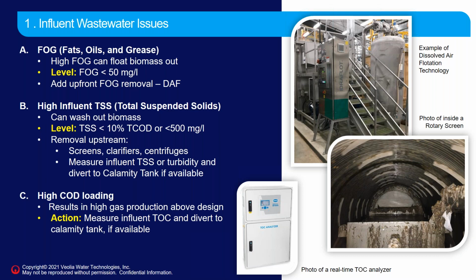High COD loading can also result in a loss of biomass. And why is that? Because high COD loadings result in high gas production, and high gas production rates are the second highest parameter associated with high effluent TSS. The higher the gas production, the more solids that are going to wash out. So if you have high influent COD, you can make high gas production. How do we solve that? Again, we can put an inline influent TOC or maybe a Brix monitor, something that tells you in the influent that the COD is higher, and then divert that if possible.